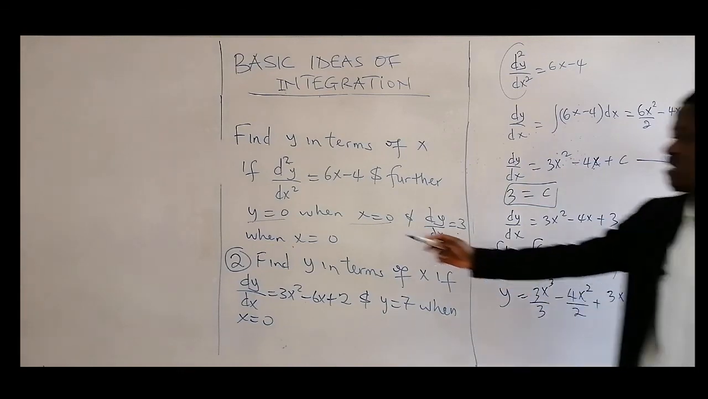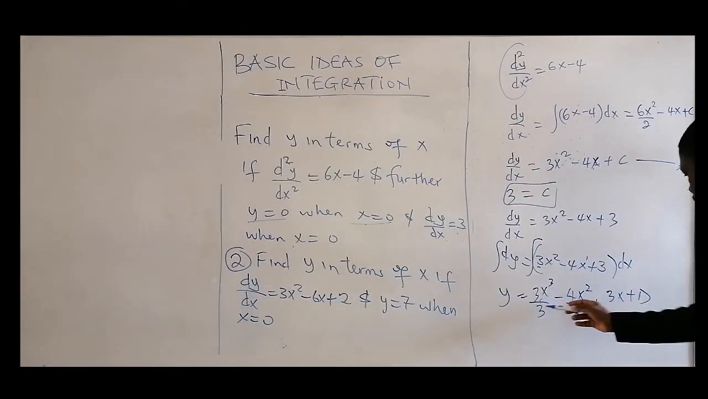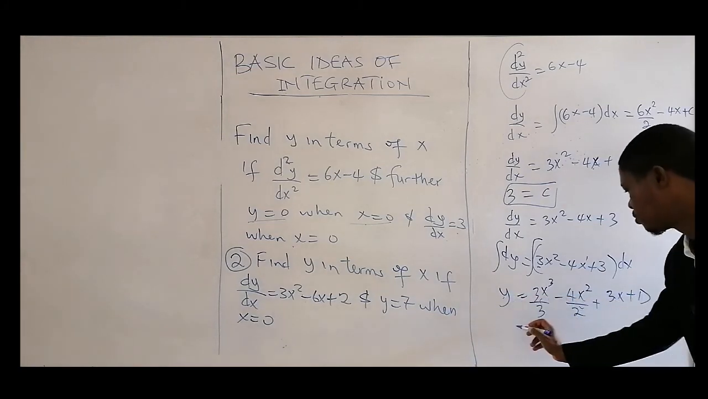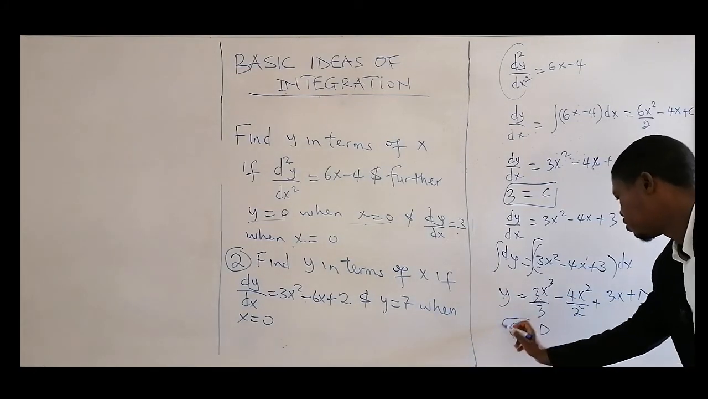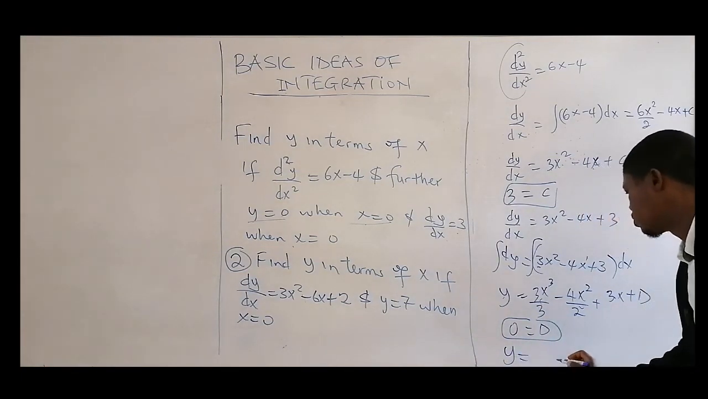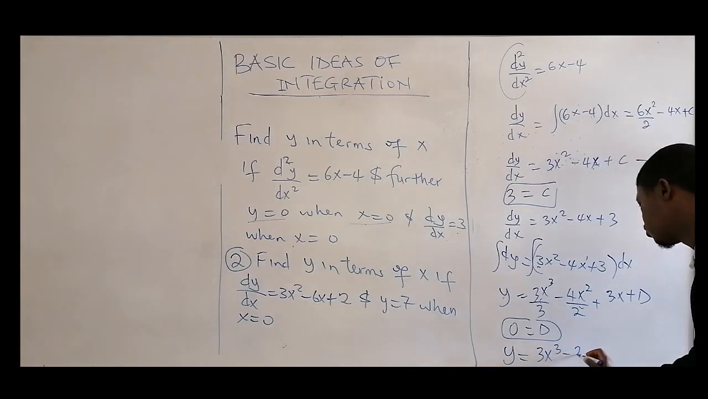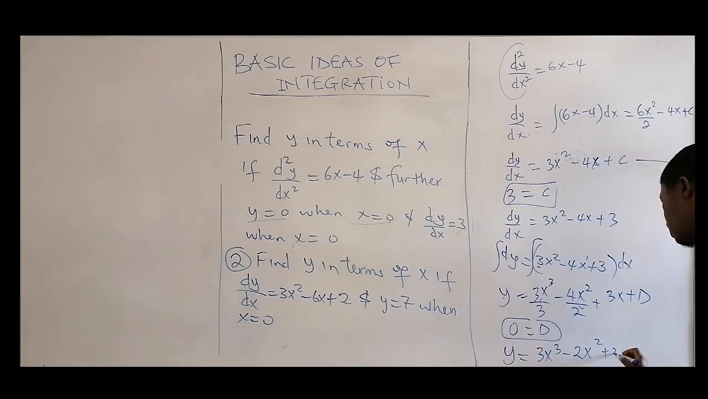And we're told that when y is equal to 0, x is what? x is 0. So apply that. So this will be 0, 0, 0, y equal to 0. So d is what? 0 equals d. So the general equation will be equal to what? y equals x cubed minus 2x squared plus 3x. So that's that on this aspect. Okay, I'll delete more.